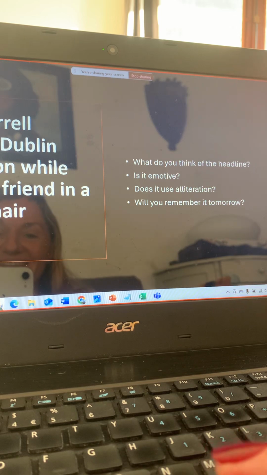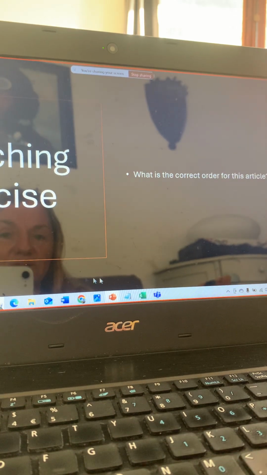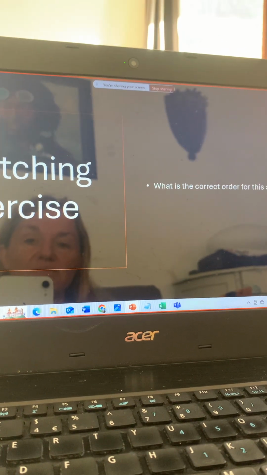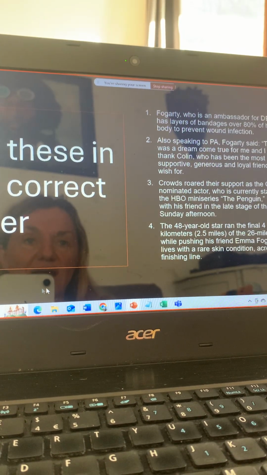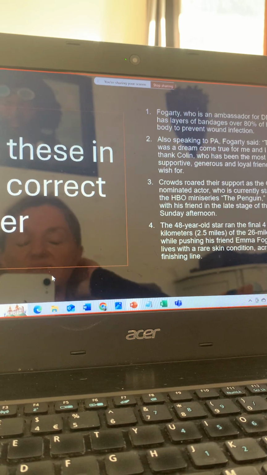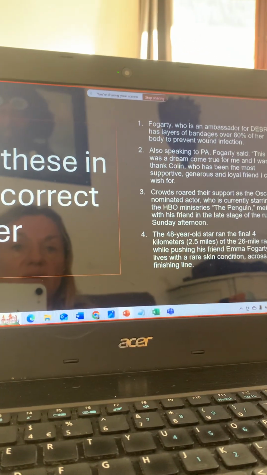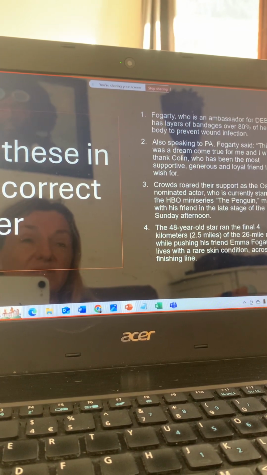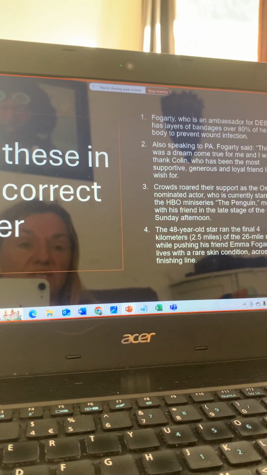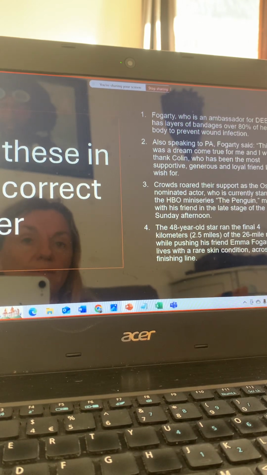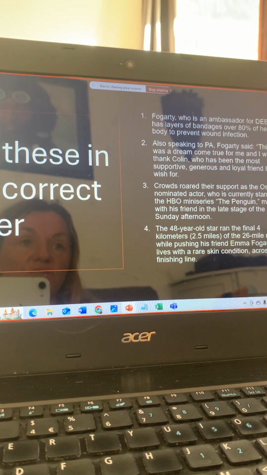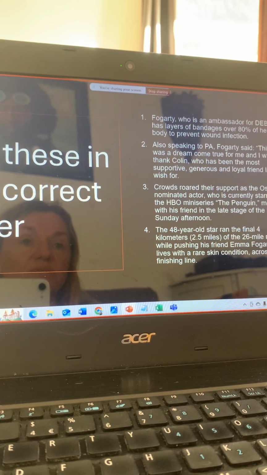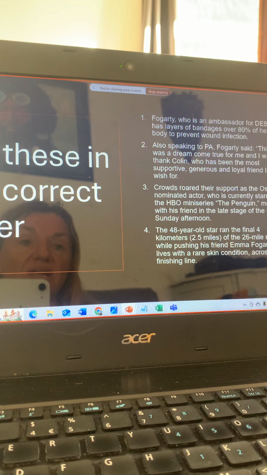Maybe. Okay. So we were considering structure. So for that to be something that we're going to look at, let's look at some parts of this article. So, Fogarty, who is an ambassador for Deborah, has layers of bandages over 80% of her body to prevent wound infection. Oof.